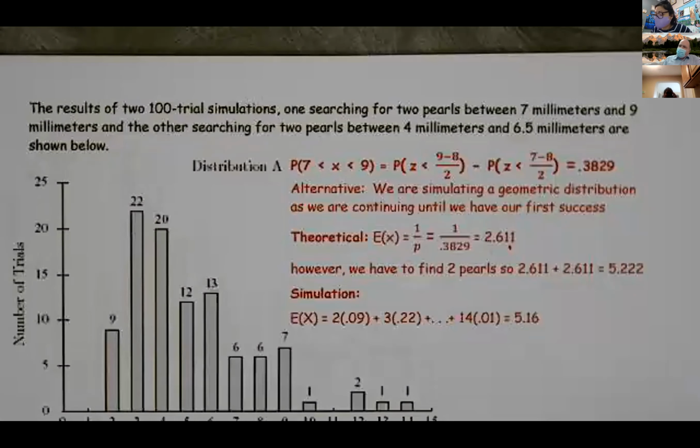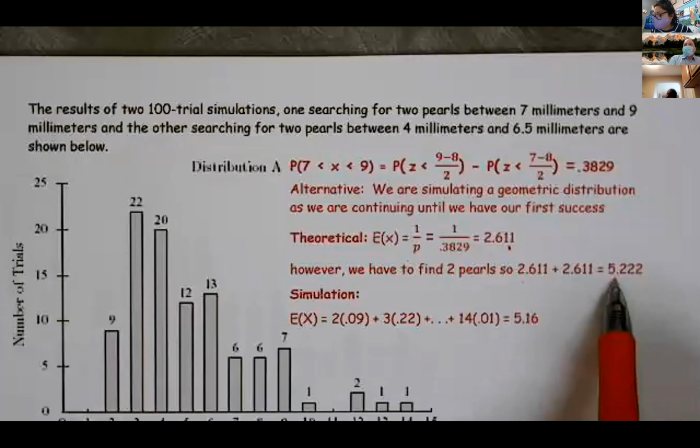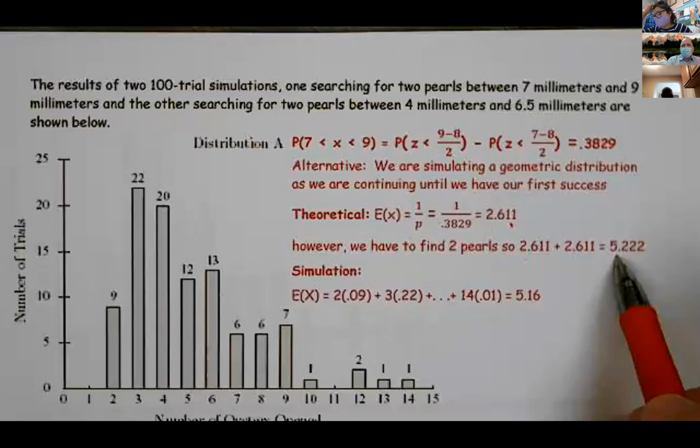But they didn't want just one, they wanted 2 of the right size. Well, remember, we can add means directly. So I can just add 2.6 plus 2.6. So for me to find 2 pearls of the right size, I would expect to have to open 5.22. All right.